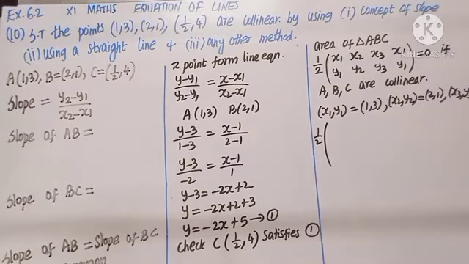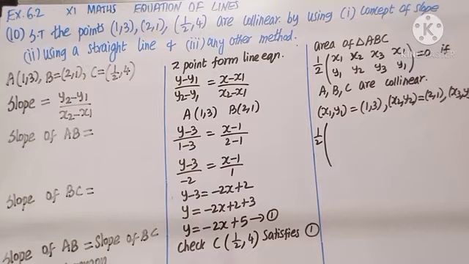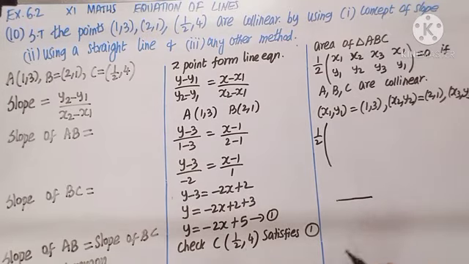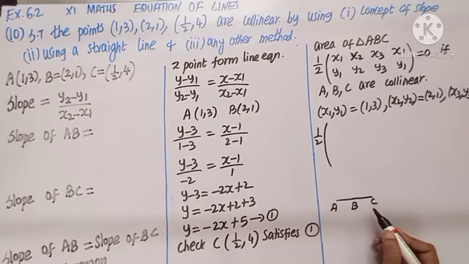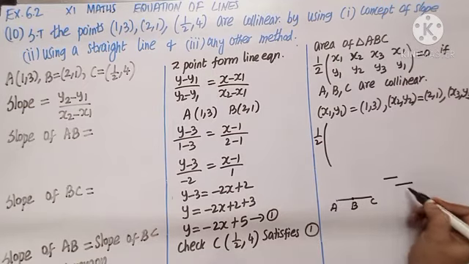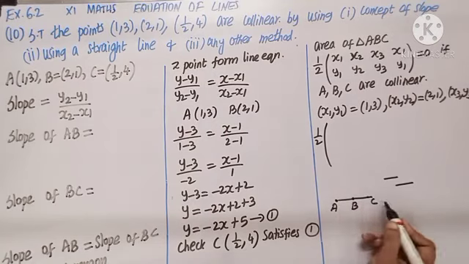Question number 10. Show that the points (1, 3), (2, 1), (1/2, 4) are collinear by using the concept of slope, using a straight line equation, and any other method. The concept of slope tells me that if three points are collinear, I find the slopes and they must be equal. So the slope of AB and the slope of BC are equal. B is common, therefore A, B, C are collinear.